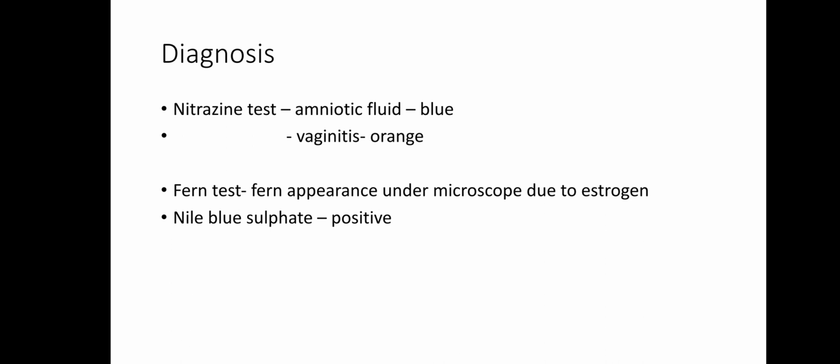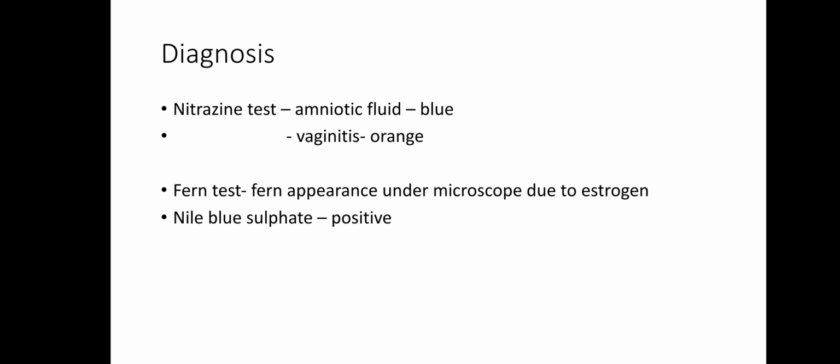Now, how to make sure that this is amniotic? It can be two things. It can be amniotic fluid or it can be vaginal fluid due to an infection, which is vaginitis. So you do a nitrazine test. Nitrazine is a strip. It color changes based on the pH. So the pH of amniotic fluid is basic, so it will turn blue. And for the vaginitis, for the vaginal fluid, it's acidic, so it will turn orange. So that's how you can determine what's what.